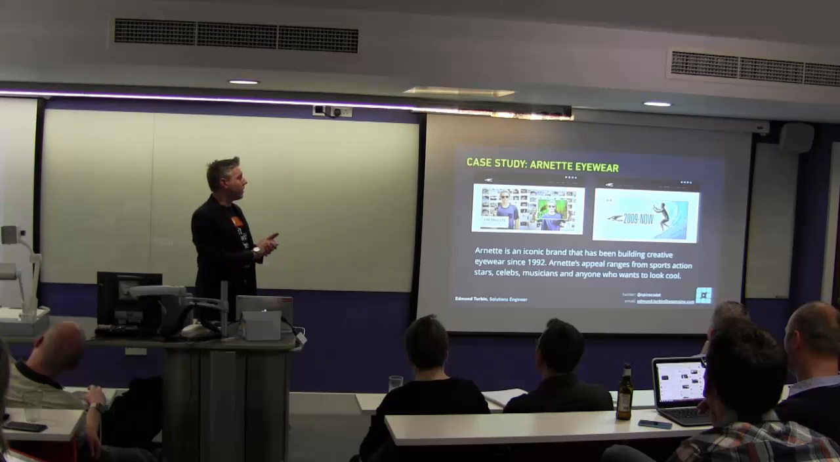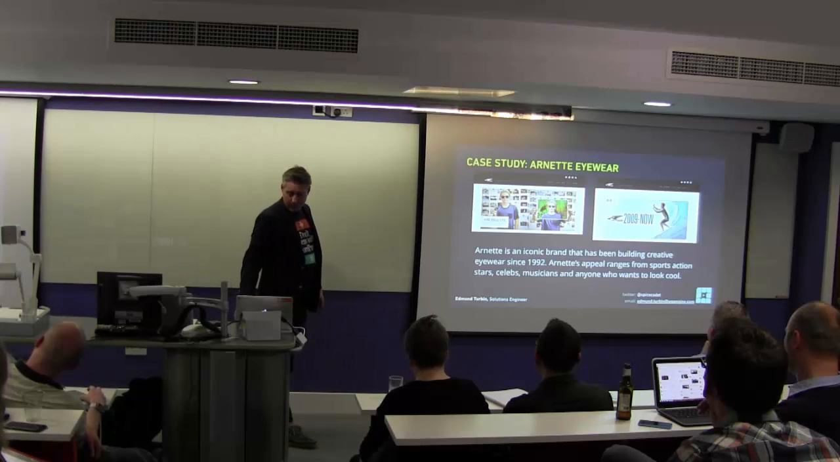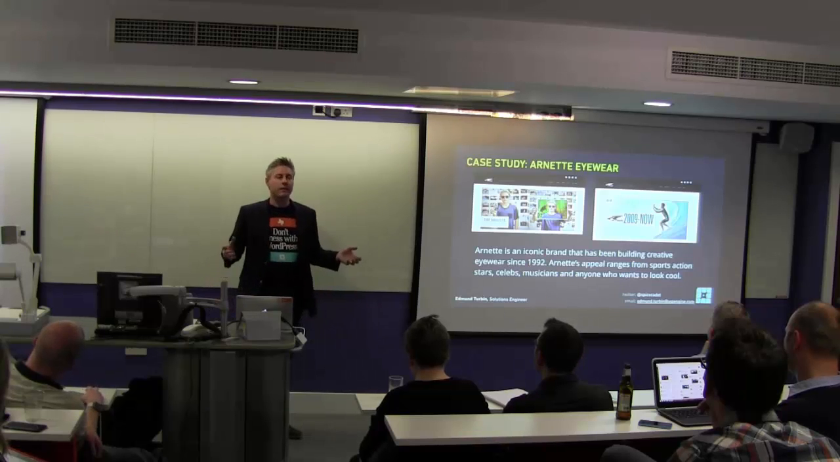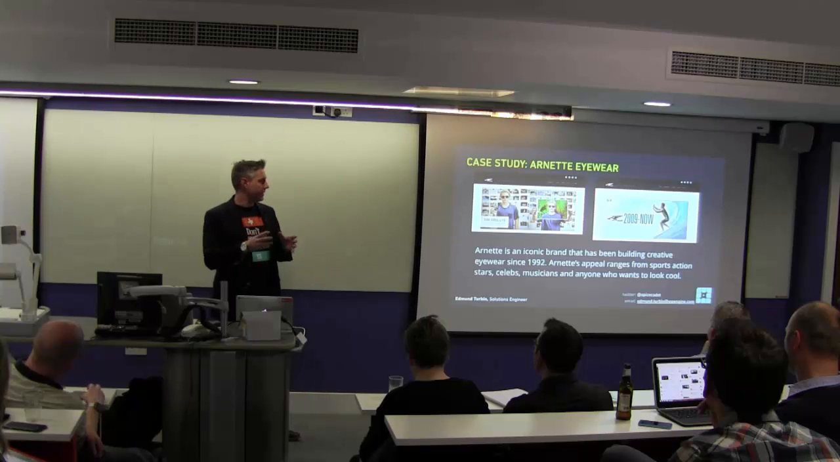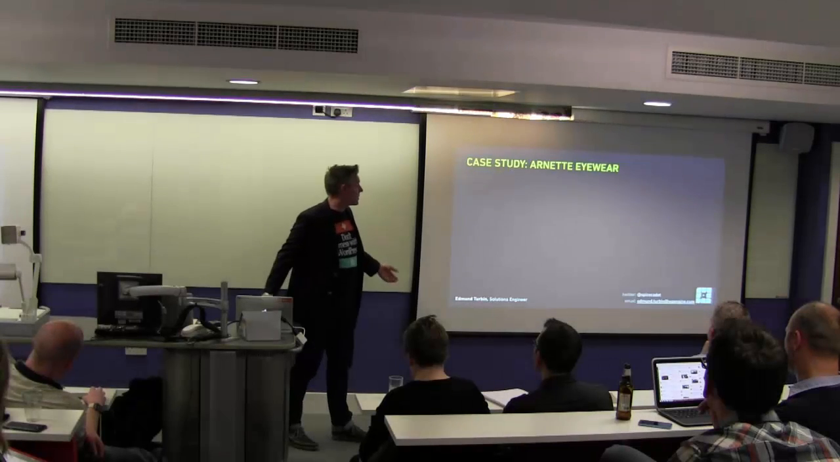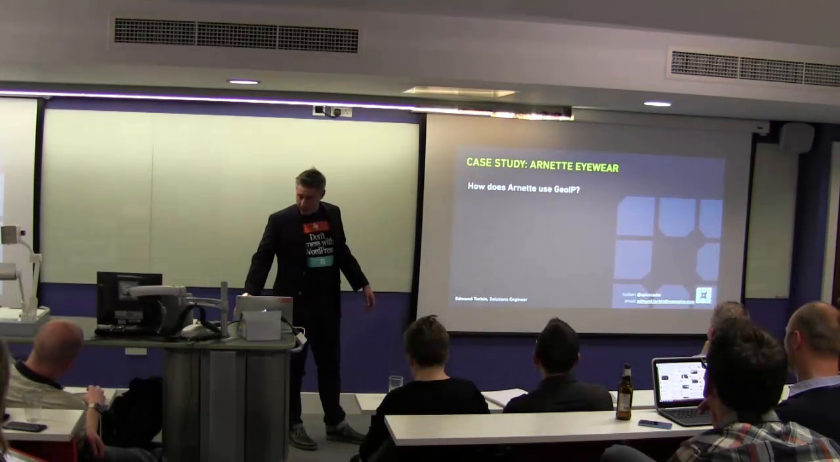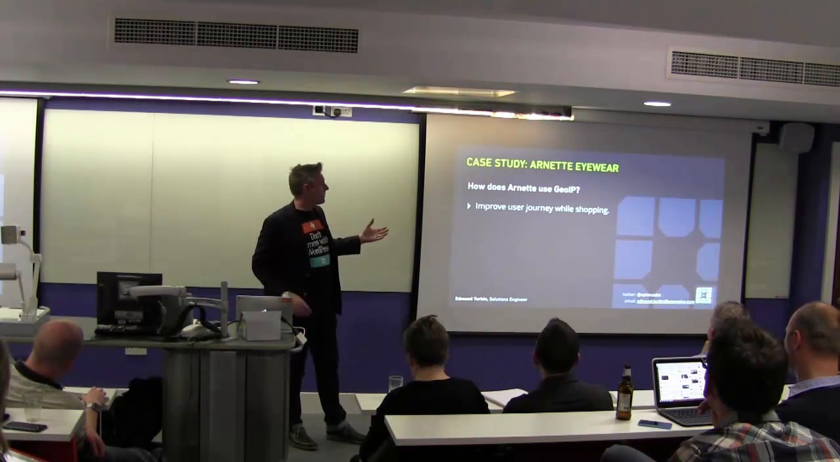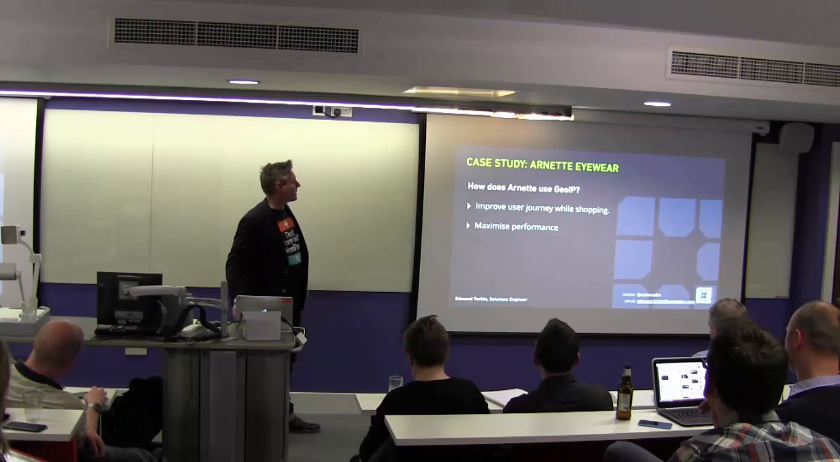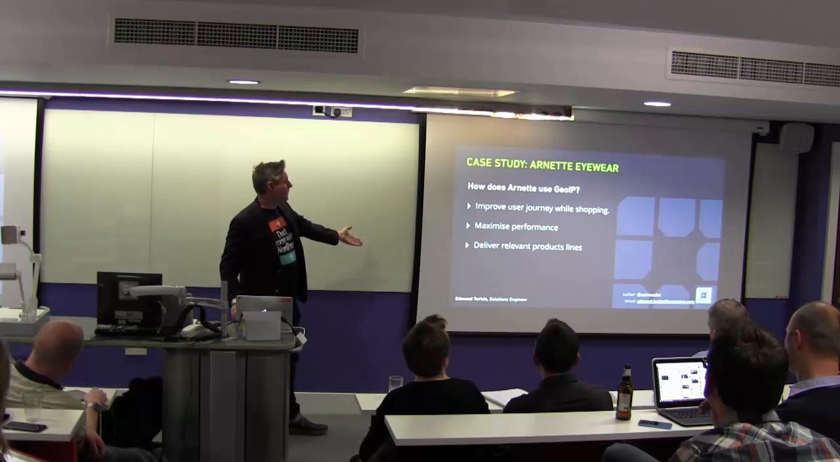So if you go to Arnet's website, you'll be redirected to global.arnet.com, depending on your location. And if you're in an area where there's a specific product set, you would see that available to you. So how is Arnet using GeoIP? They are doing the same as Vincentius was doing. They're improving the user journey while shopping. They are maximizing performance, but they're also delivering relevant product lines.